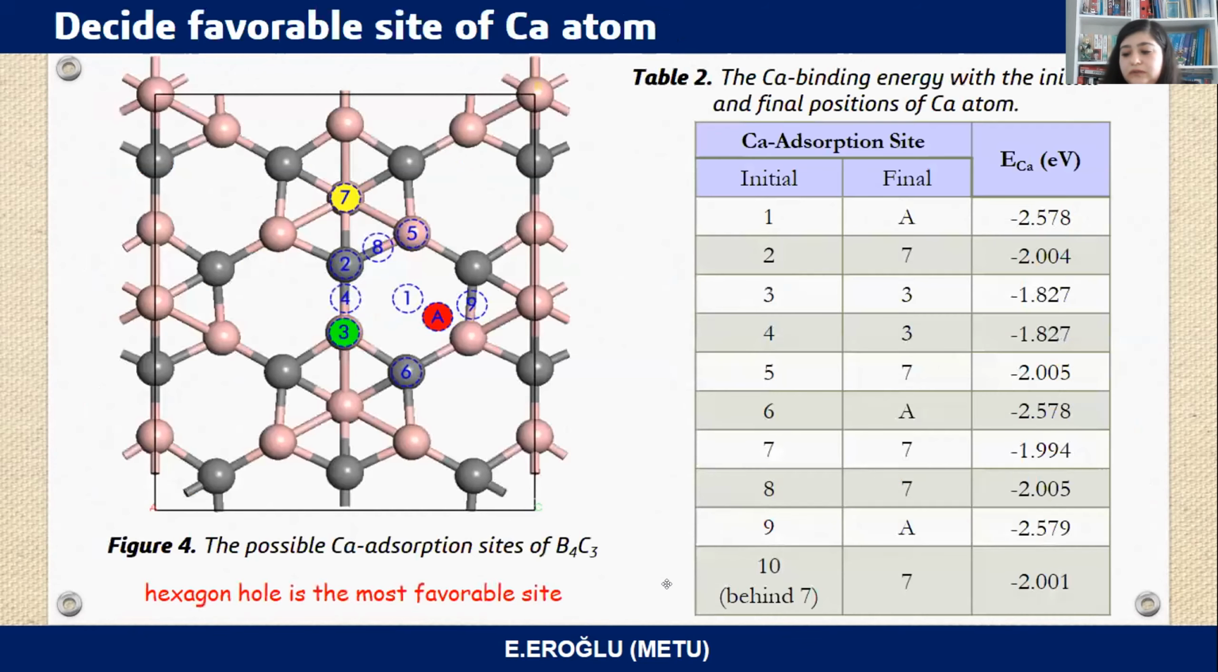After we decided on the type of atom, we tried to find energetically the most favorable site for the calcium metal. So we put the calcium atom on 10 different initial sites of the layer, as you see in figure 4. As a result, we found 3 different final locations, as 8, 3, and 7, for the calcium metal, as you see in table 2. It is found that the hexagon hole, or 8, is the most favorable site with the lowest binding energy for calcium among all sites. So we put calcium metal on the 8 location for the hydrogen storage studies.